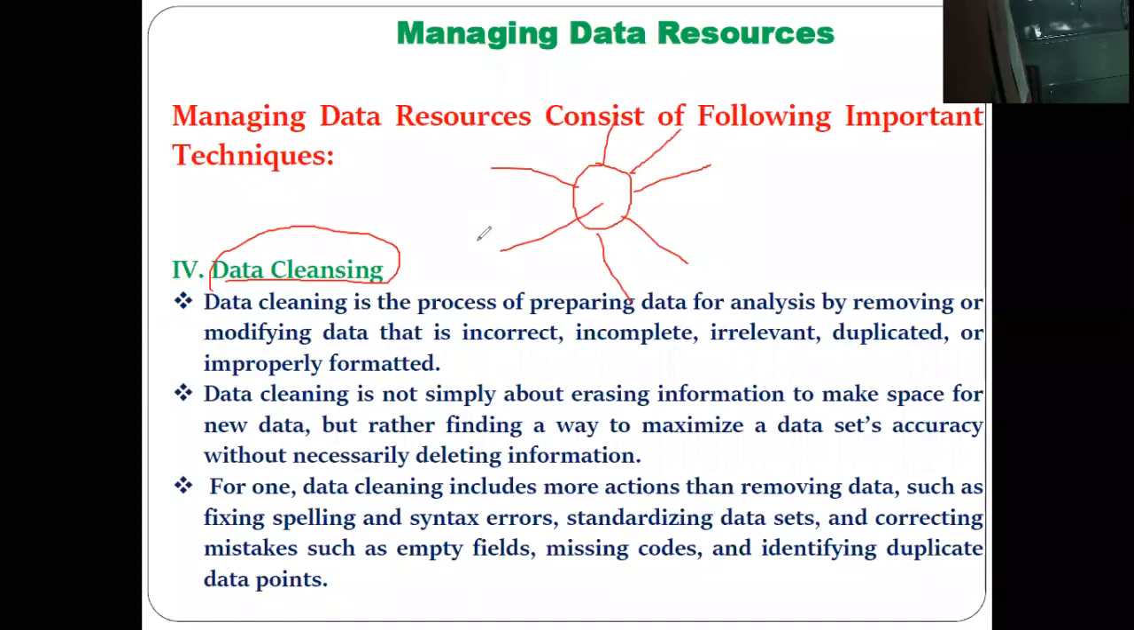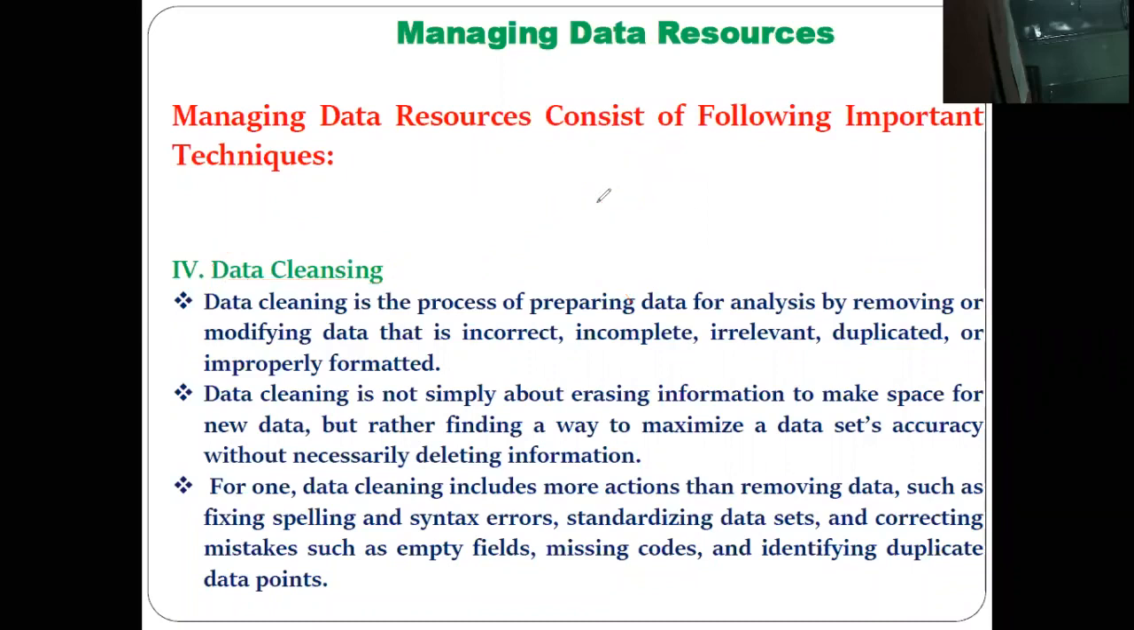Now, don't get confused between data consolidation and data migration. Can anybody tell me what the difference is? Or are both the same thing? What I'm asking is, what is the difference between data consolidation and data migration? Anybody want to say both are the same thing? No, sir. Then yes, Gayatri, what is the difference?